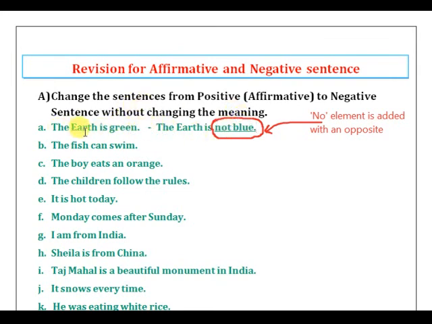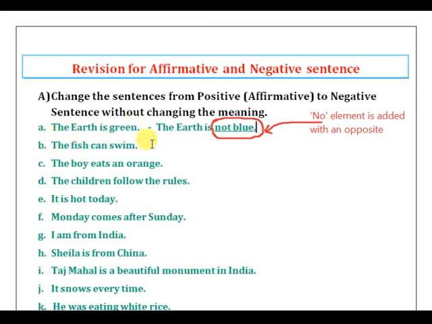So, when we change the structure of the sentence from the earth is green to the earth is not blue, we have only changed the structure. Structure means the formation of the words, but we have not changed the meaning. You can see it yourself. The earth is green, the earth is not blue. That means the earth is green. So let us try out the next sentence.